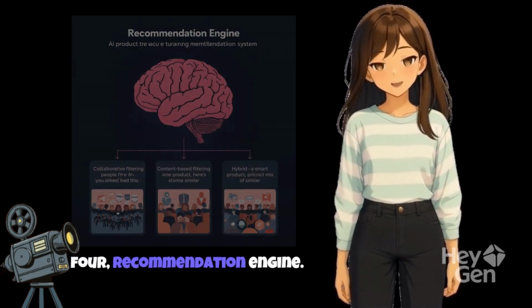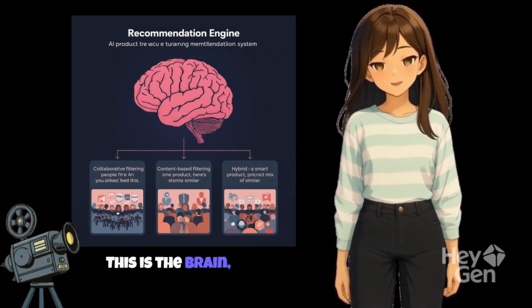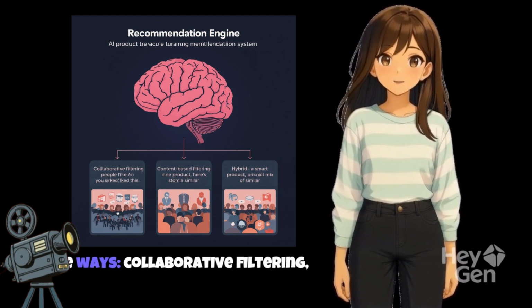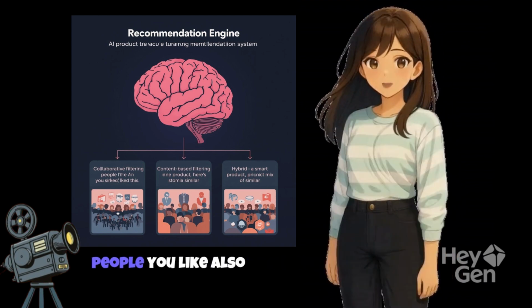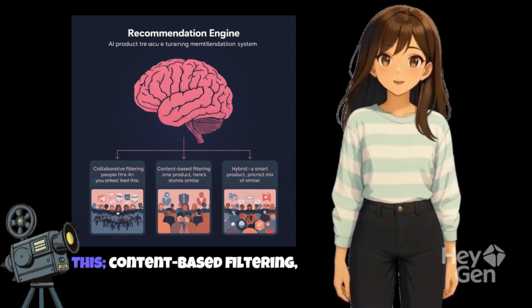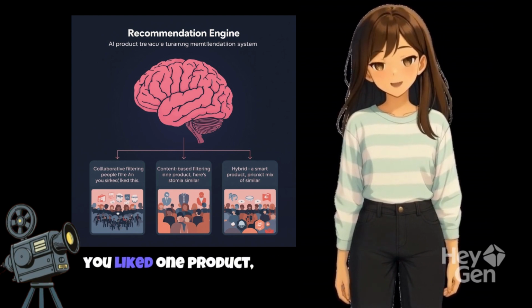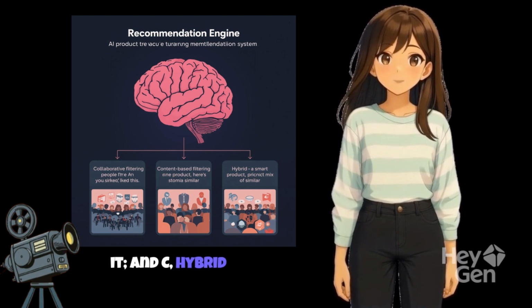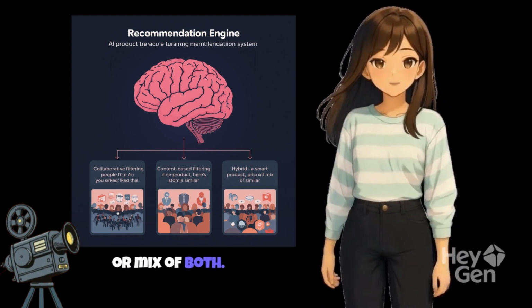Step 4, recommendation engine. This is the brain. And it works in three ways. A, collaborative filtering: people like you also like this. B, content-based filtering: you liked one product, here's something similar to it. And C, hybrid, a mix of both.